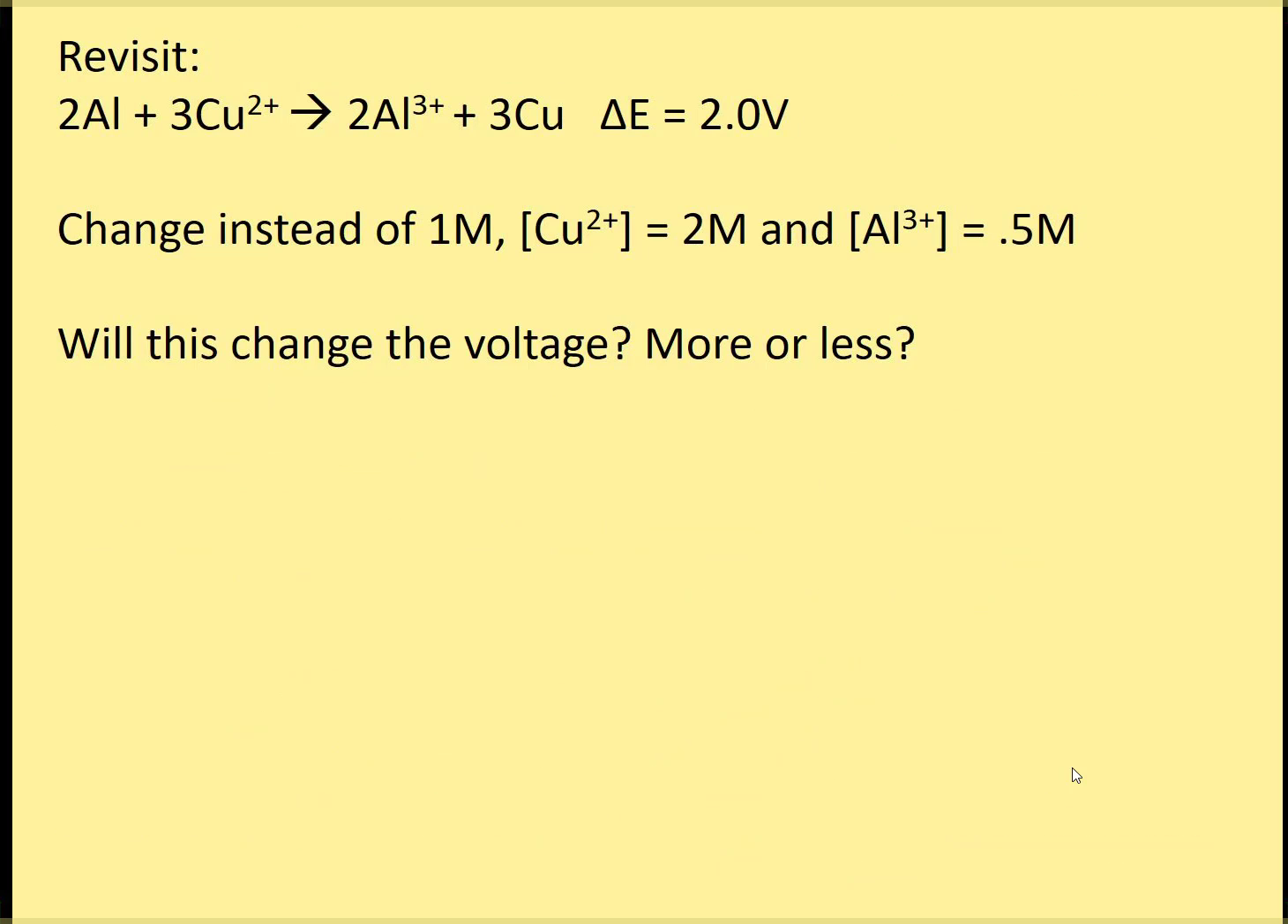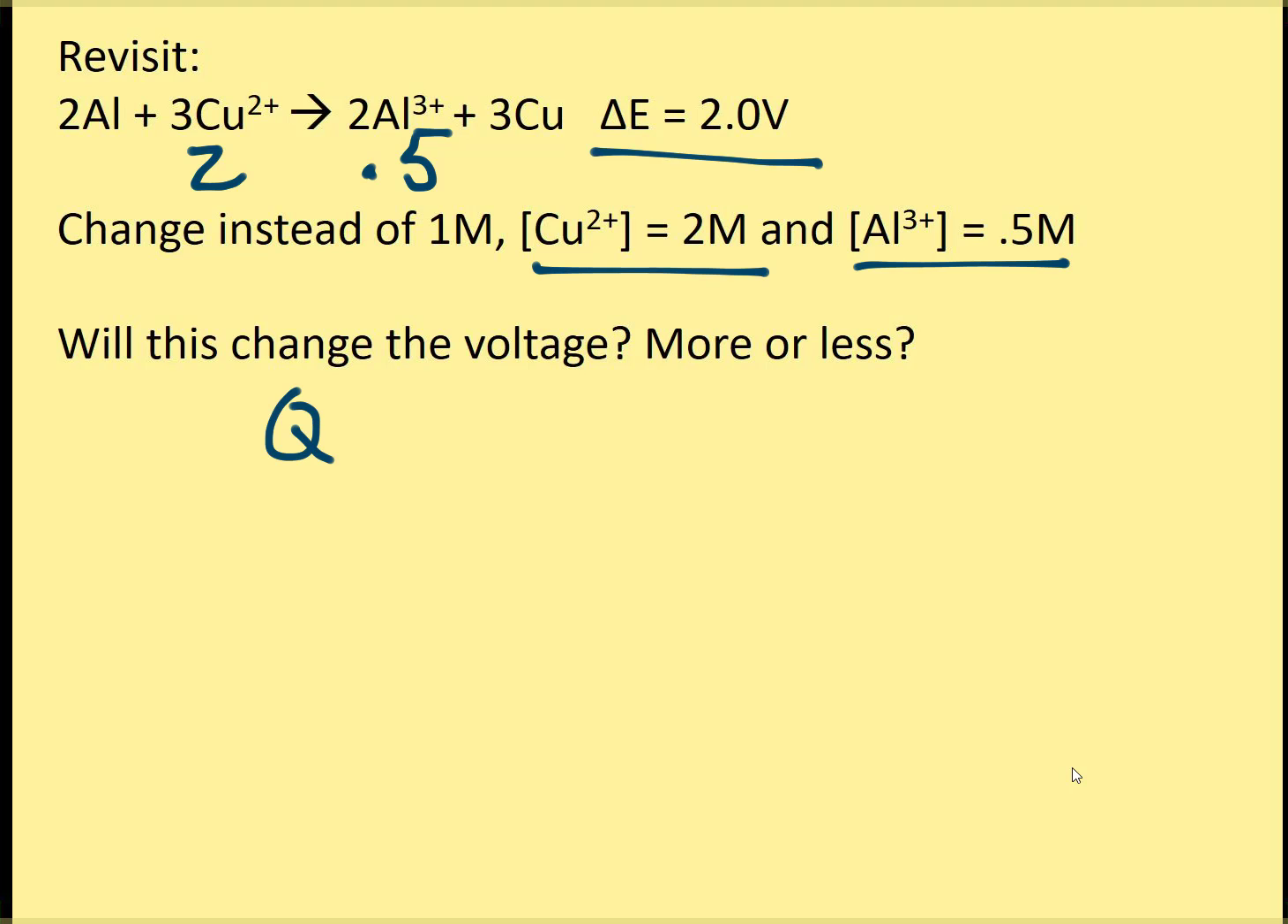Let's revisit this same problem. So again, our normal cell potential would be 2 volts. This time, let's change it so that we have a 2 molar concentration for the copper and a 0.5 for the aluminum. And so will this change the voltage? Will it be more or less?